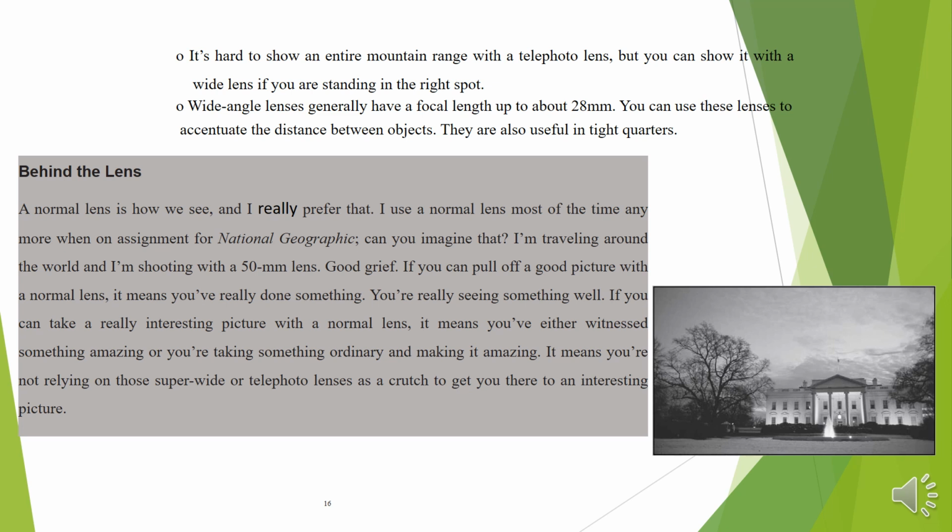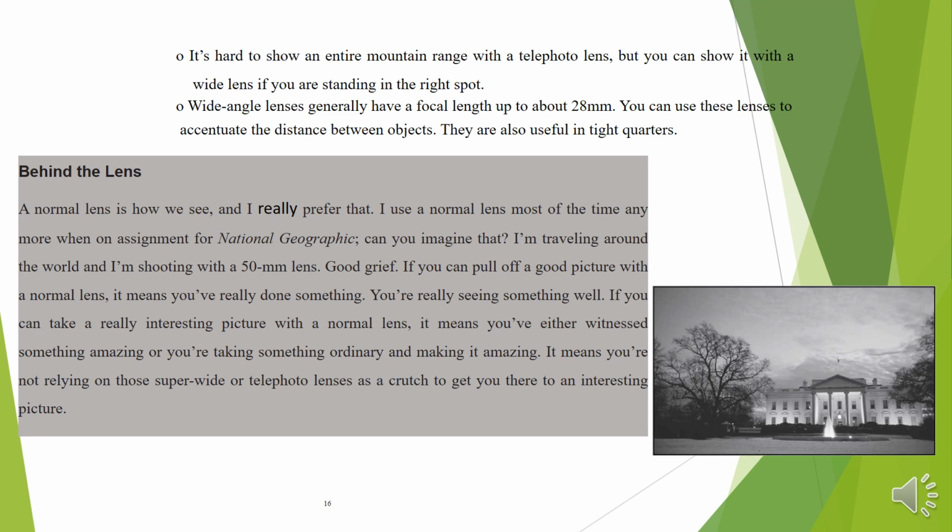Next is behind the lens. A normal lens is how we see, and I really prefer that. I use a normal lens most of the time anymore when on assignment for National Geographic. Can you imagine that I am traveling around the world and I am shooting a 50 mm lens? Good grief. If you can pull off a good picture with a normal lens, it means you have really done something. Here I am talking about a photographer who has shot for National Geographic. You are really seeing something well.